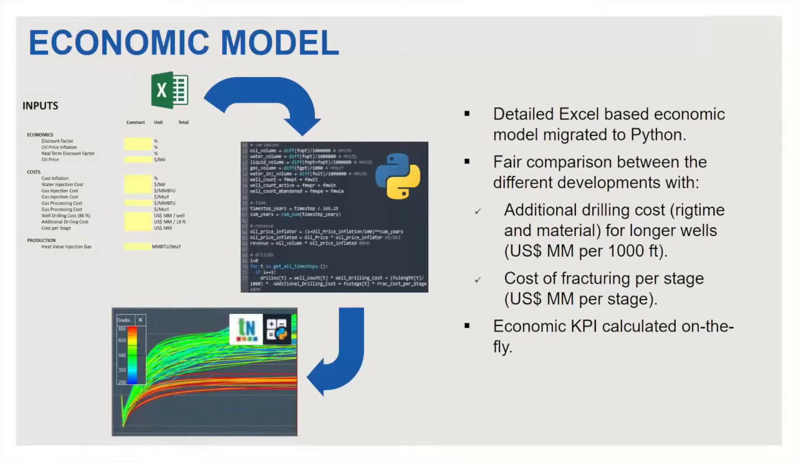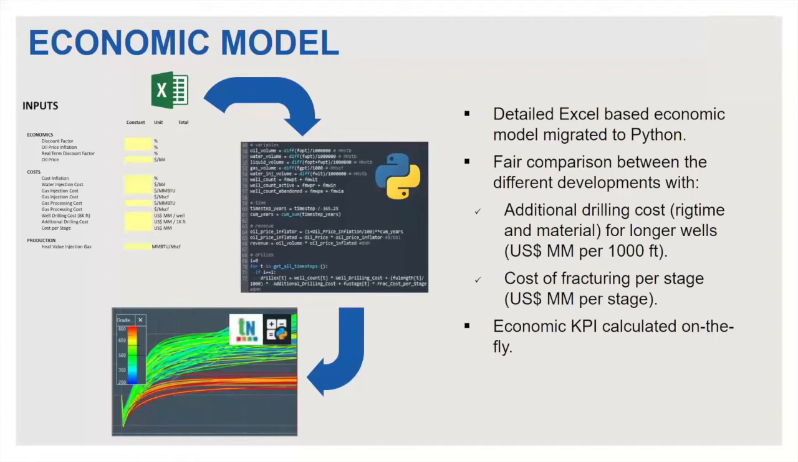What typically people do is they've got an Excel-based economic model where they copy-paste profiles and get economic KPI. And what we've done here is we migrated this economic model to Python, which is a very easy, very convenient way to calculate economic KPI on the fly. So you don't have to copy-paste profiles. You can just generate within the workflow. You can generate your cash flow, your NPV, and calculate your ROI, etc.